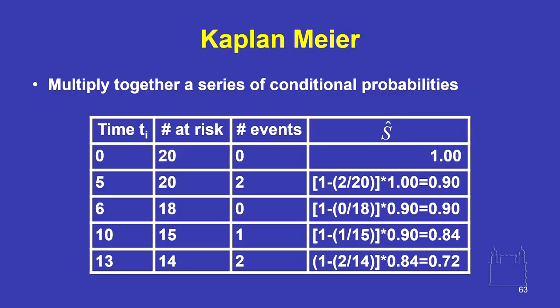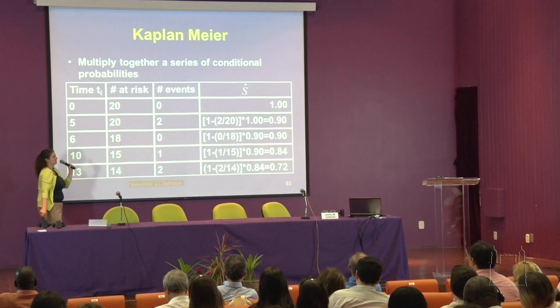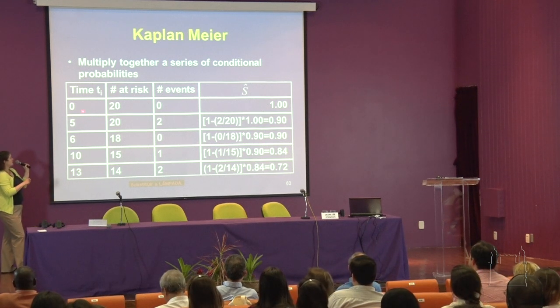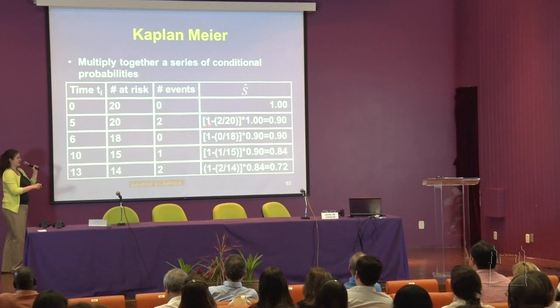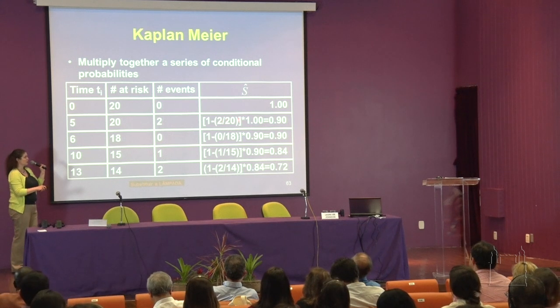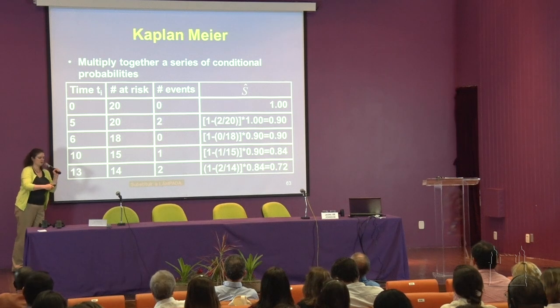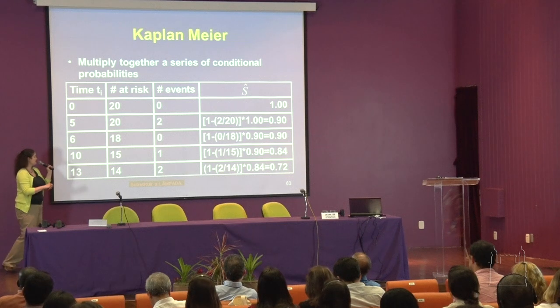Okay, so this little S with a hat is our estimated survival. We're going to start off at time zero. Remember, I said at time zero, everybody is at risk. I'll have 20 people. Nobody's had an event. Survival probability is one. Five months in, 20 people have been at risk. Two of them have an event. This probability is one minus the number of people having the event divided by the total number at risk, because it's two of the 20 people, multiplied by my previous survival. So now my survival at time five is 0.9, 90%.